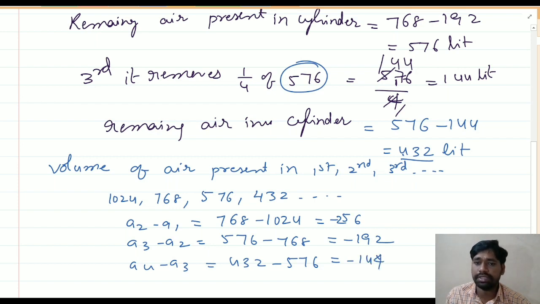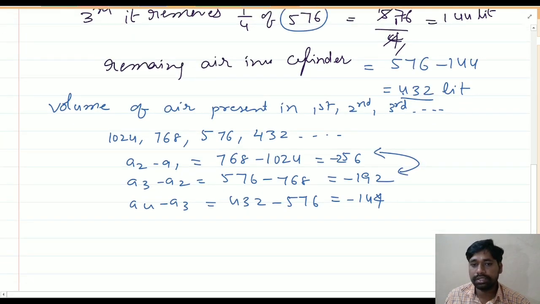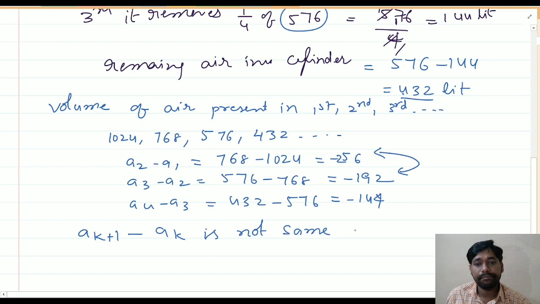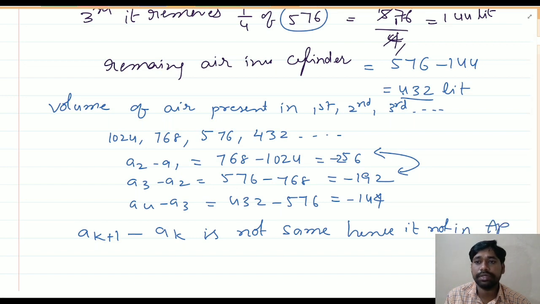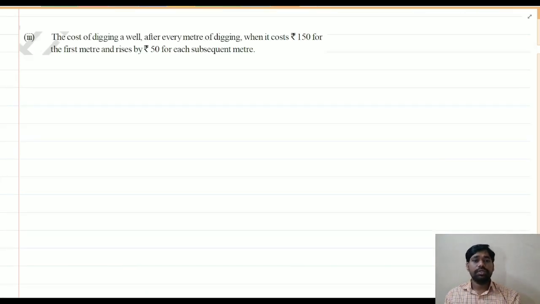Already these are there with us. So is the common difference the same? No. So we can say, as we wrote in the last exercise, A(k+1) minus A(k) is not the same. Hence it is not in AP. Okay, my dear students, I hope you understood.